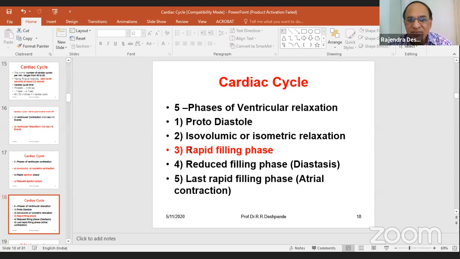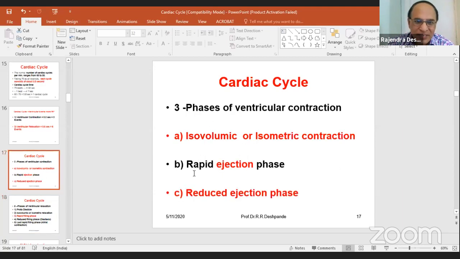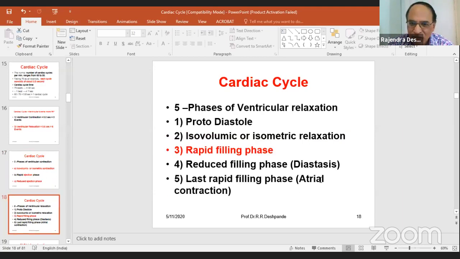Next is the rapid filling phase. Again, filling, right? Filling from up to down with gravity. Then reduced filling, which is also called diastasis. Last is the rapid filling phase that coincides with atrial contraction. We are going to start with this word, atrial contraction, and we will end our whole events with this word. We will start with atrial contraction, complete these three and these five, and again we will reach here. Do you understand what I mean?